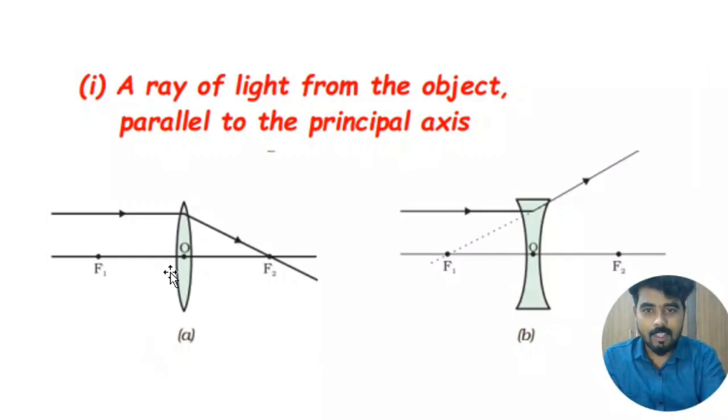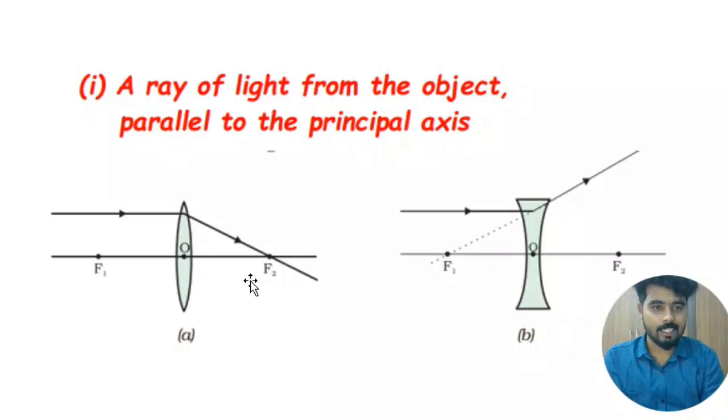This lens is called convex lens. This lens is called concave lens. Here, this line is called the principal axis. The center point is known as optic center of a lens. This is F1. This is F2. F1 and F2 are the focus of the lens.